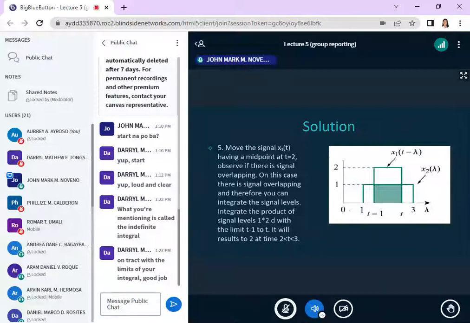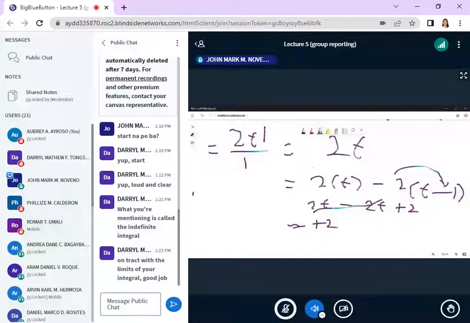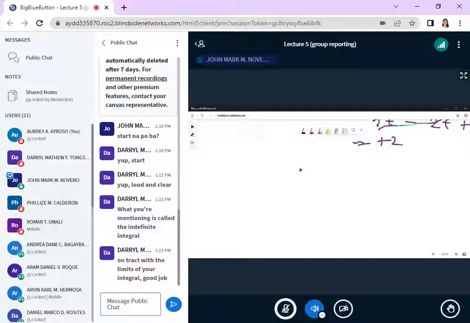So, ganun na may gagawin natin. Ito yung time 0, ito yung time 1, ito yung time 3, andito yung time 2. So, andito yung midpoint ng ating signal. And remember, ito yung signal na ginagalaw natin. And titingnan natin dyan, meron na namang nag-overlap. So, ibig sabihin, ang ating x sub 1 ay equal na naman sa 2 at ang ating x sub 2 ay equal na naman sa 1. Ayan. So, ano na naman gagawin natin? Pabalik na naman tayo sa computation natin ng integral.